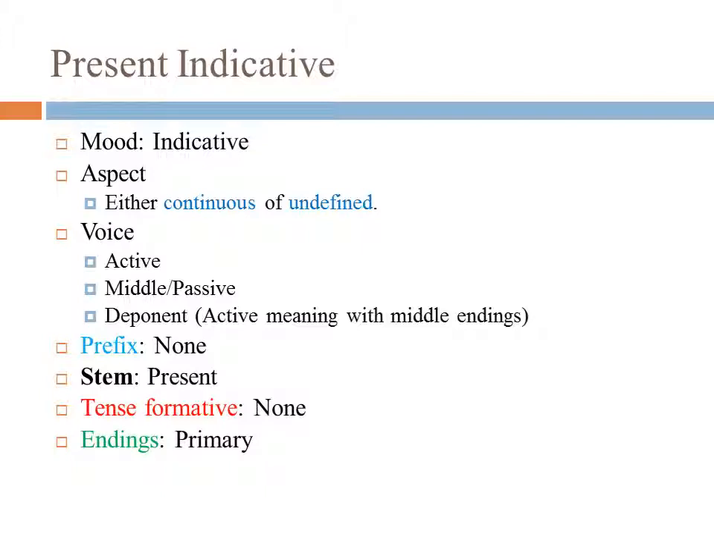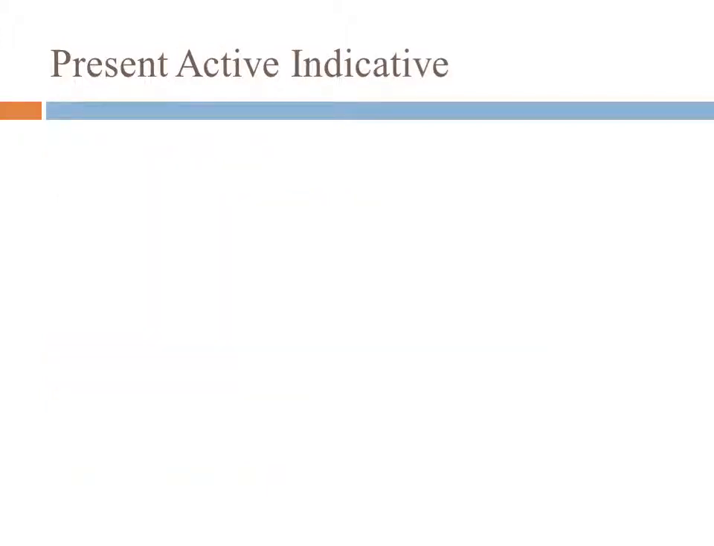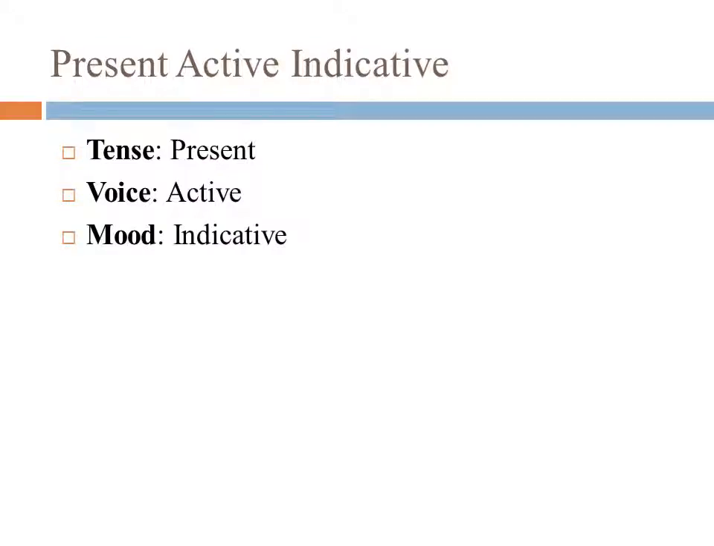There is no tense formative. And the endings are primary. Now, the present active indicative. So, we had the present, which is tense, indicative, which is mood, and now we have the voice, and the voice is active. That is, the subject is acting. The tense is present, voice now is active, the mood indicative, and the endings are primary active.